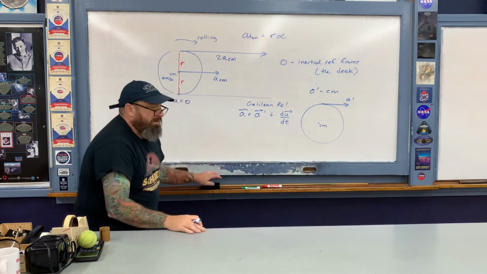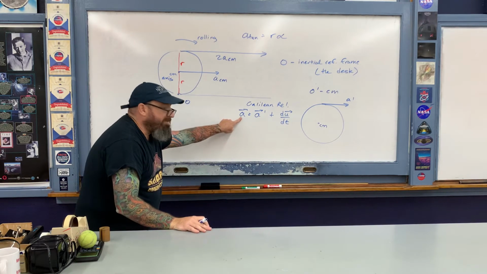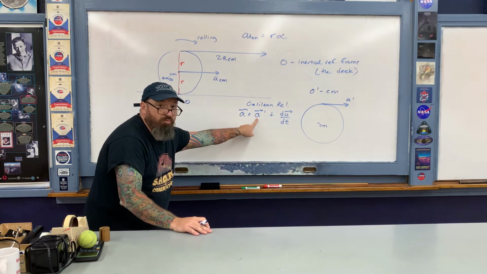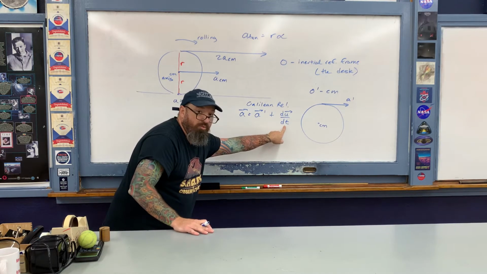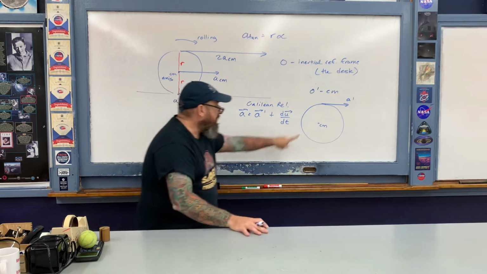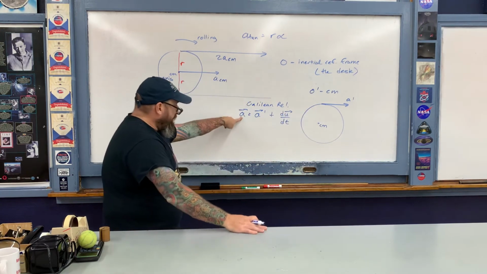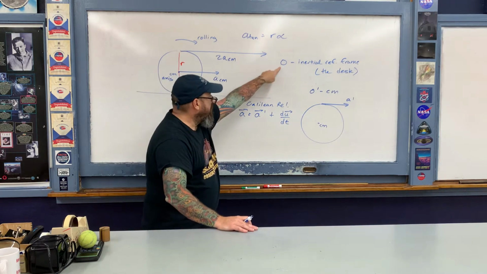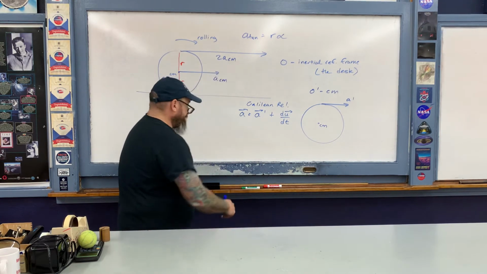Like so. This right here is the acceleration of the object with respect to O. This is the acceleration of the object with respect to O prime. This is the acceleration of O prime with respect to O. So what's what here in this description when talking about the top of the ball? This right here is the acceleration of the top of the ball with respect to O. That's 2 ACM.